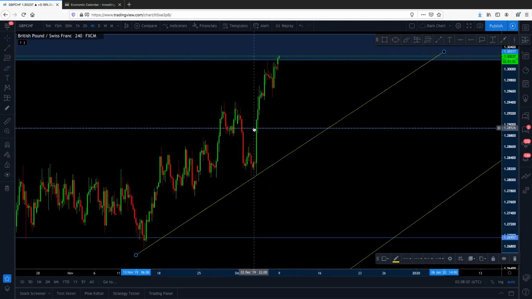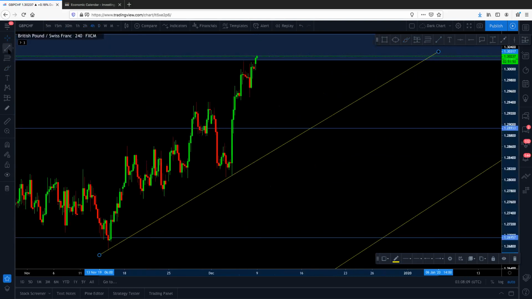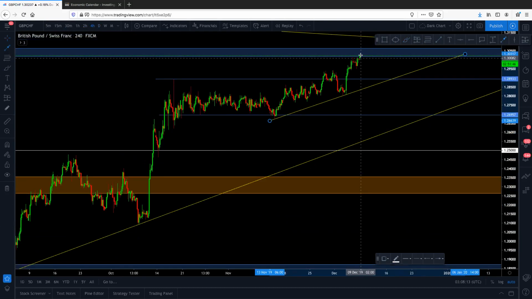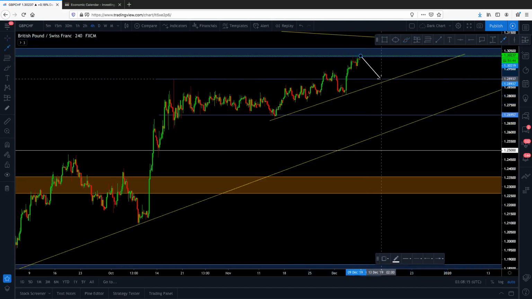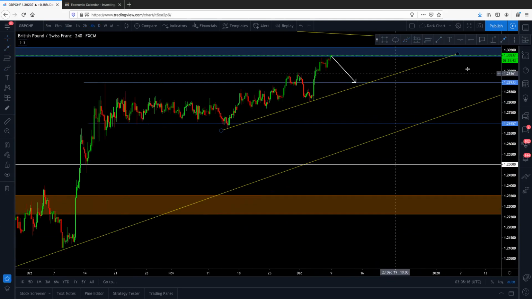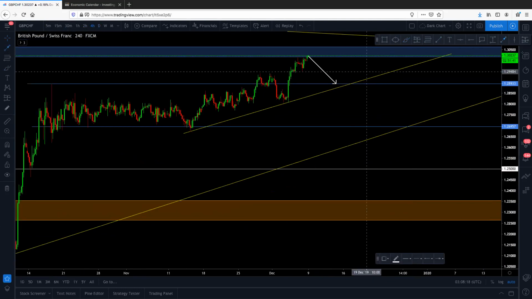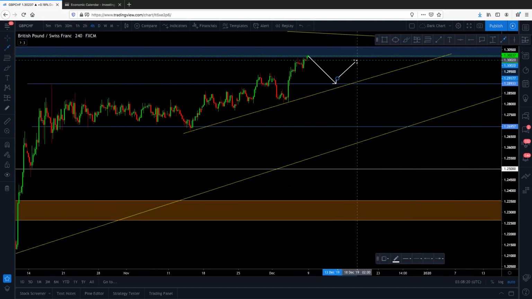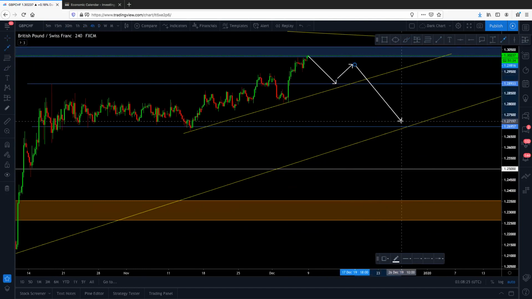Really, when you're looking to trade this, I would say wait for the sharp move. Wait for that impulsive move. If it gives you that, look for pullbacks. Look for sell opportunities on the pullbacks. And then look for price to break down.